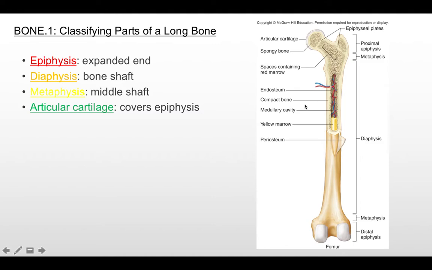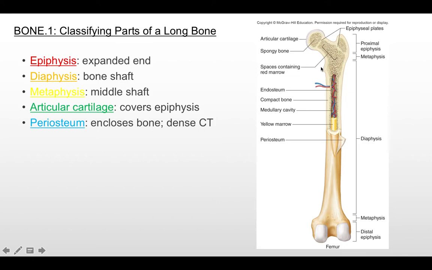Okay, articular cartilage covers our epiphyses because this is where your bone is going to line up against another bone. And so we need something in there to lubricate and to make sure that our bones aren't grinding against one another. And so articular cartilage is the specific type of fibrocartilage or hyaline that covers the ends of our bones.